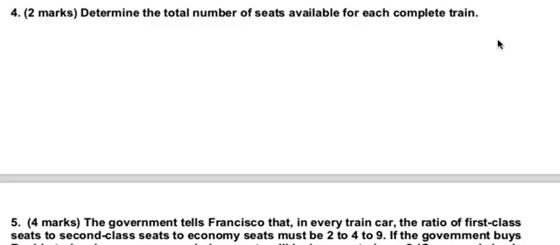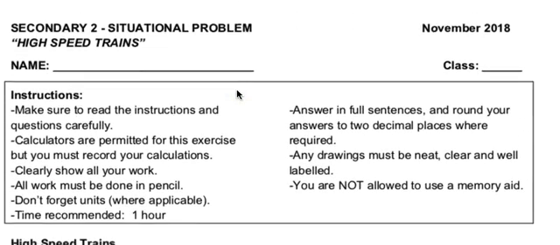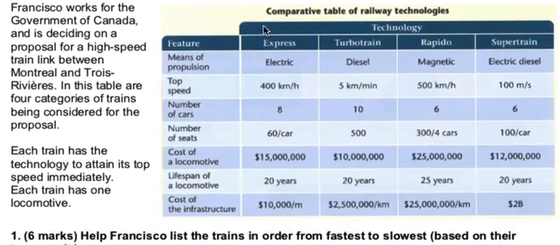Determine the total number of seats available for each complete train. It's not a lot of reading to do here, but I still had a lot of people who weren't quite sure what the task was. Again, always one of the biggest challenges of a practice sit problem. So, determine the total number of seats available for each complete train. There were, again, 4 complete trains to choose from.